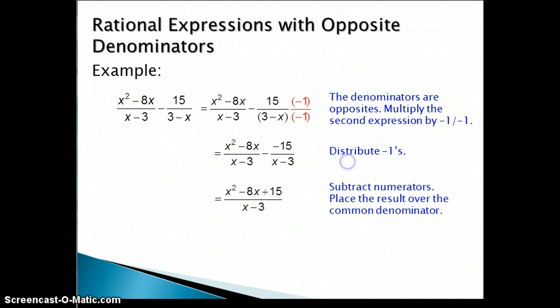Now we subtract the numerators, and when we subtract a -15, that becomes plus 15. Then we factor and simplify. The numerator factors into x minus 5 times x minus 3. So we can cancel the x minus 3's and we're left with x minus 5.